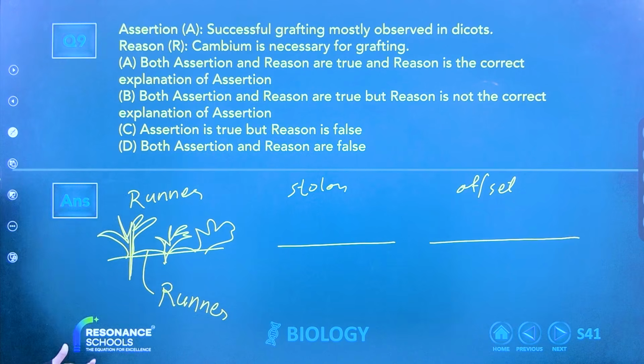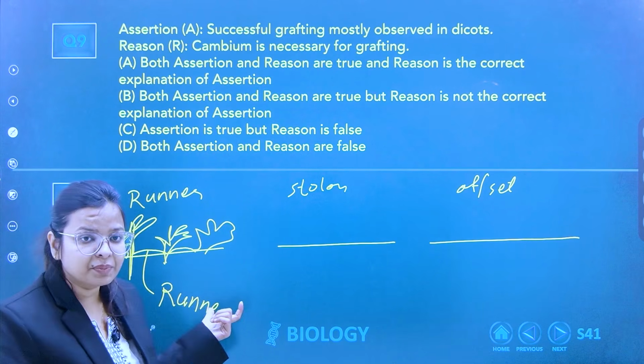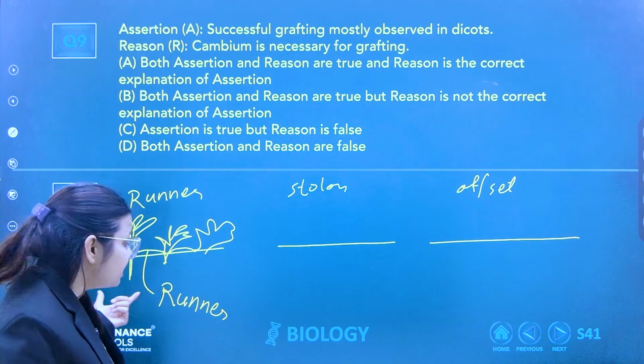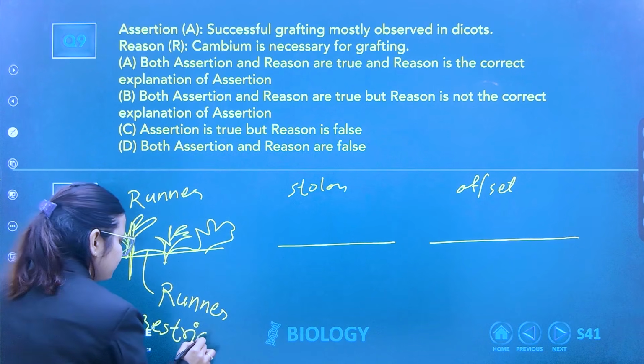A very thin lateral branch arises from the lower part of the stem and touches the ground after some time. It is a very thin branch, and this is terrestrial. Terrestrial means which grows on land.